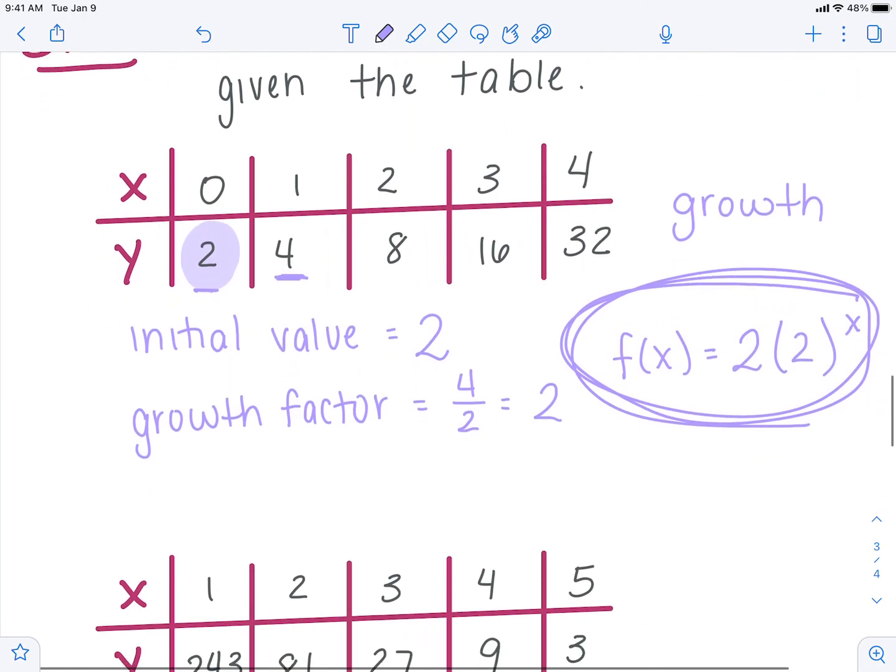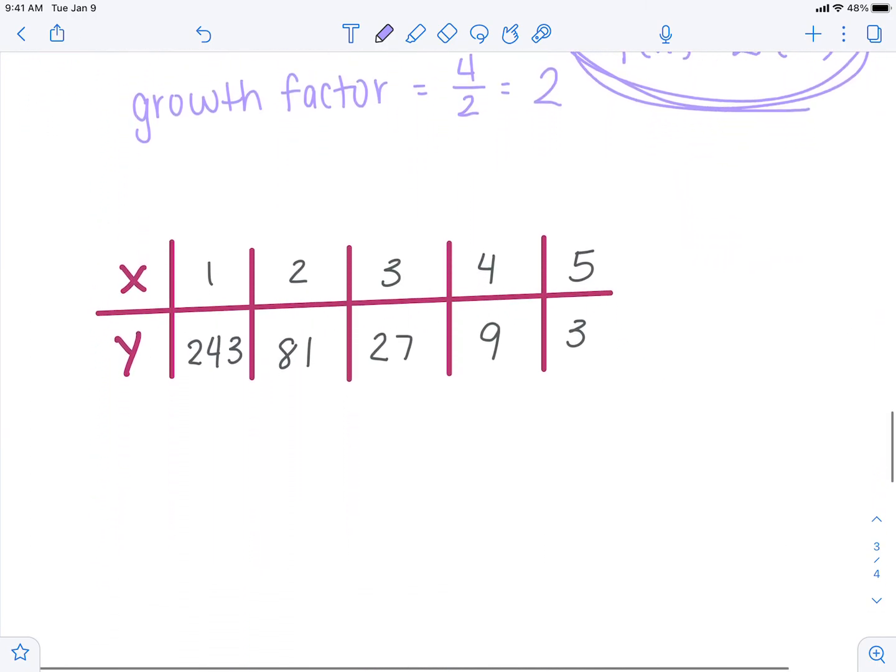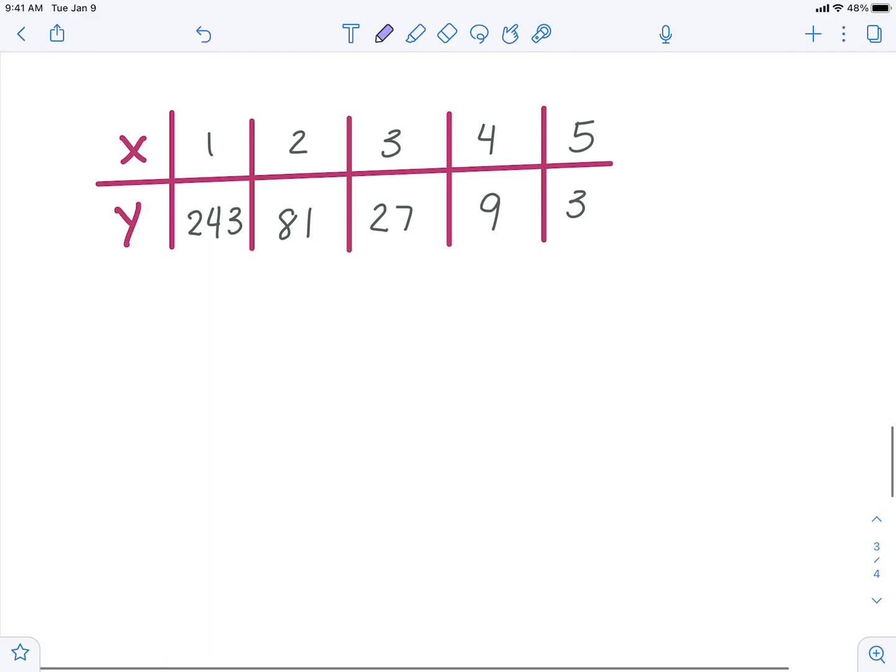Hardest I can make it. We all look at her like, oh, wait, I see it. 1/3. It's decaying. Well, it's definitely decaying, right? It's getting smaller. There's a 3 involved. Somewhere there's a 3.